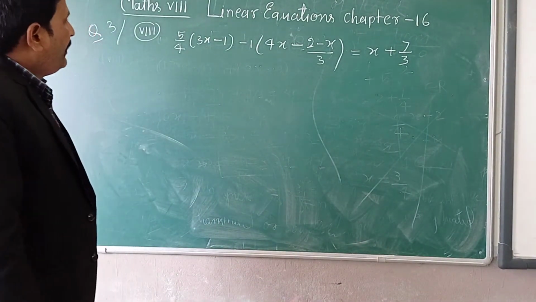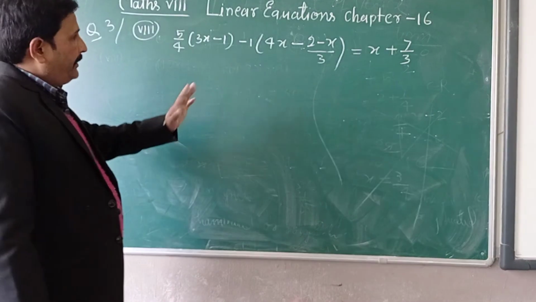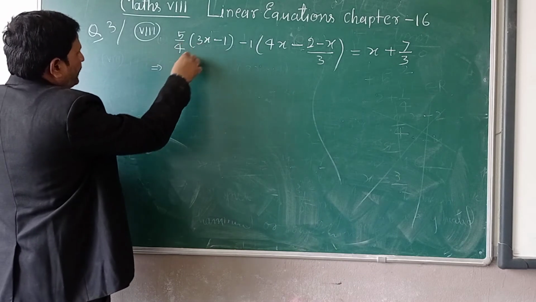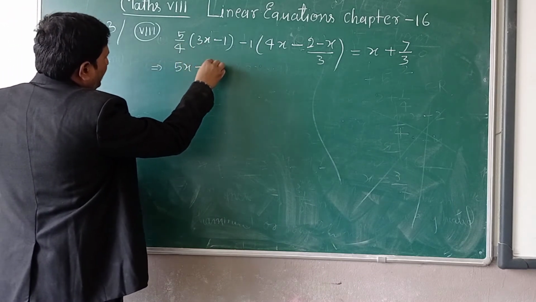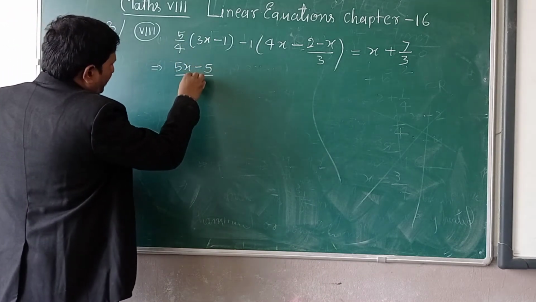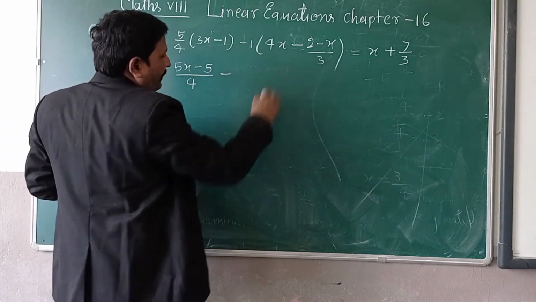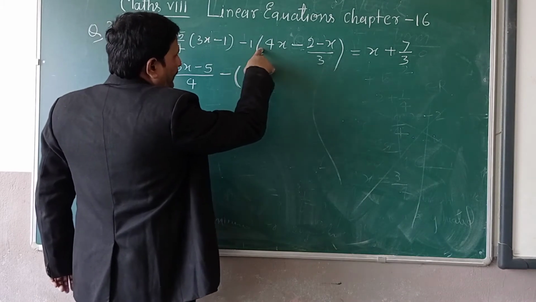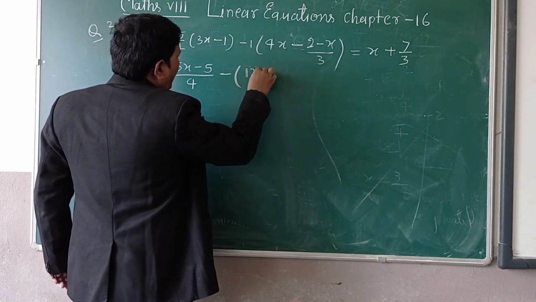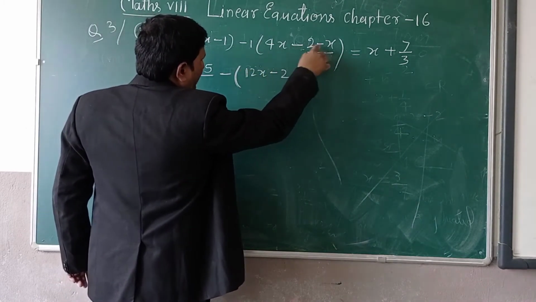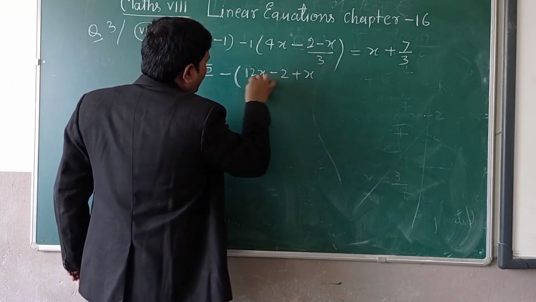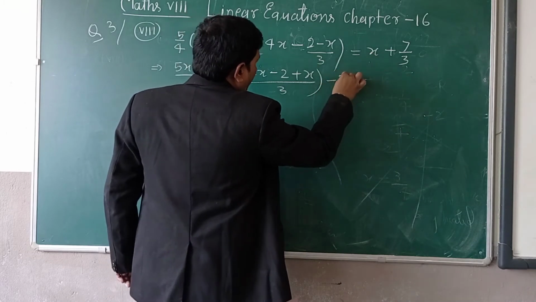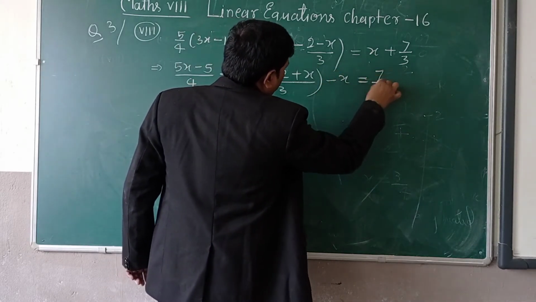See, I understood where you are making mistakes. That will be 15x minus 5 by 4, minus 1 multiplied by the number itself. Here 4 3s are 12x minus 2, minus into minus plus x by 3. This x plus this side minus x, what will remain is 7 by 3.